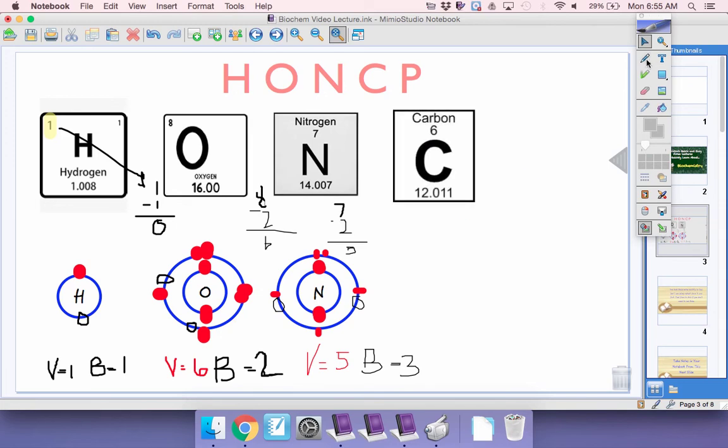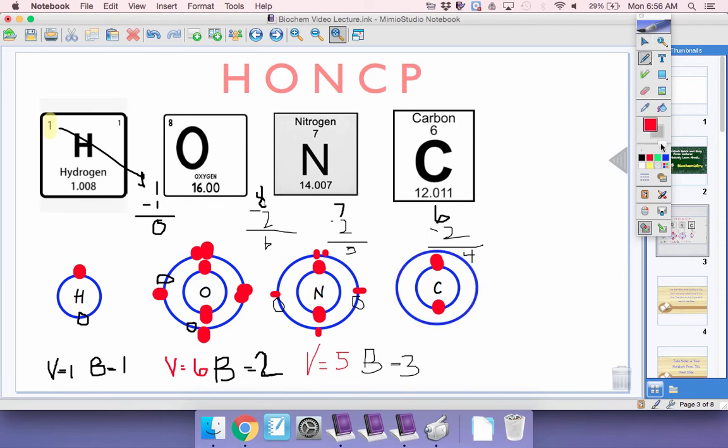Okay, on to our next one, which is carbon. Carbon has an atomic number of 6, which means we have 6 electrons. We start with our atomic symbol in the middle, which is a C for carbon, and then we go out to our first energy level. Our first energy level can hold 2, so we do 1, 2 electrons. Okay, we started with 6, we've used 2, which gives us 4 electrons left for the next energy level.